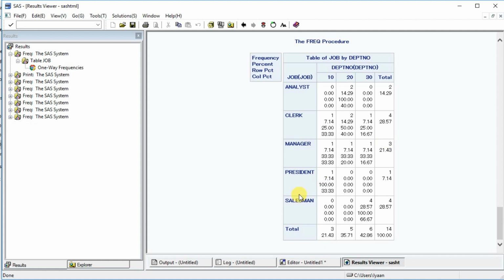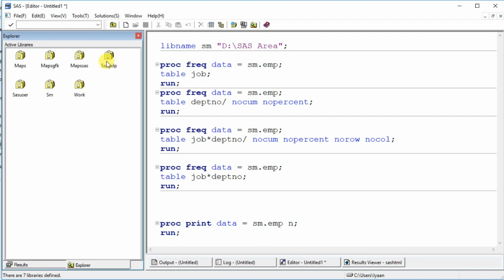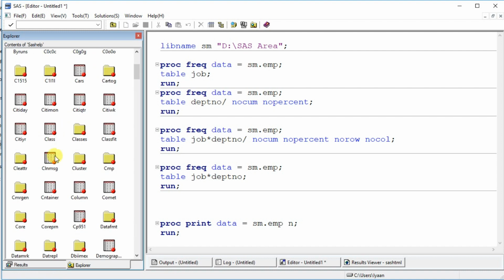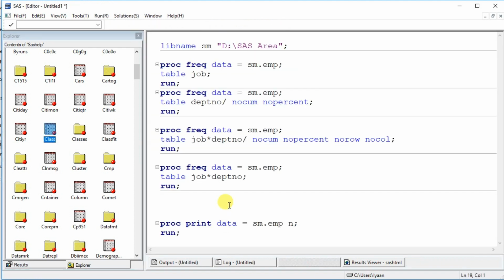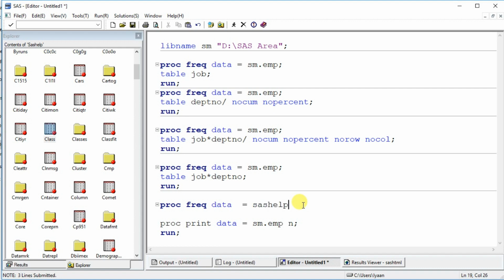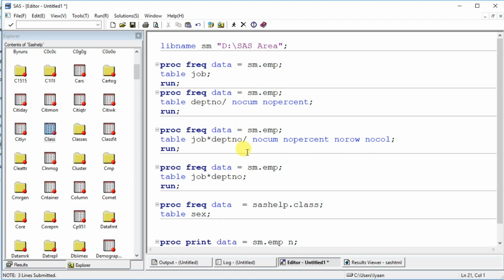Let's take another one, another data to understand with the help of some other data. Okay, let's take this data. This is again a very small data, no worries. For example, we have to classify based on sex. So what we will do, basically proc freq, sorry, data equal to this data is available in SAS help, and the name of data is class, and we are going to generate table on sex variable and run.